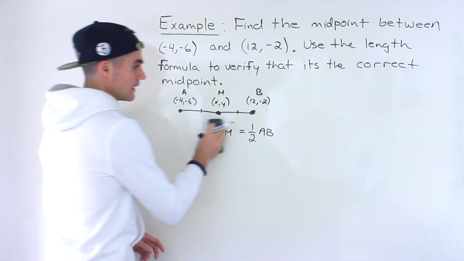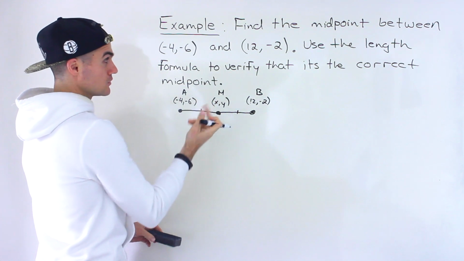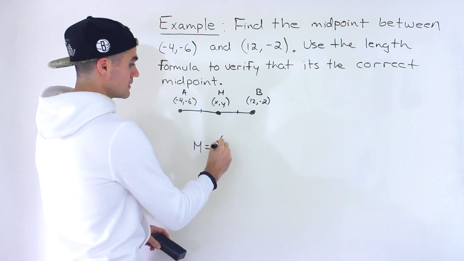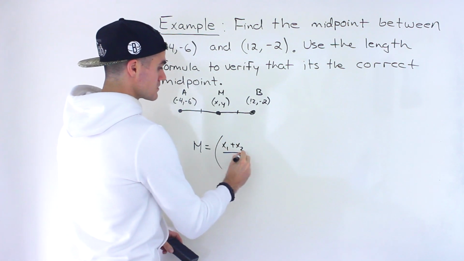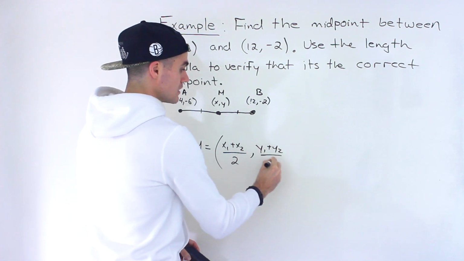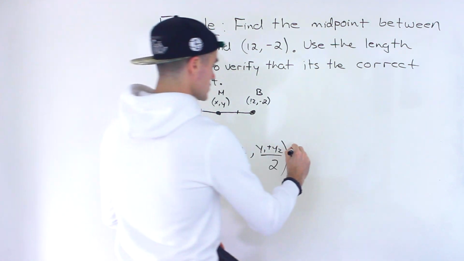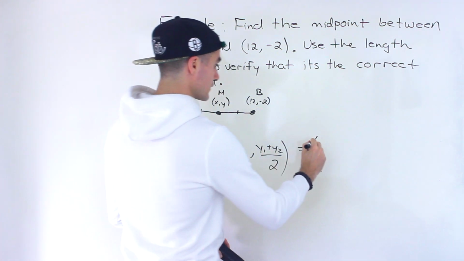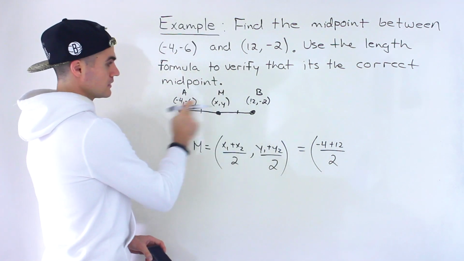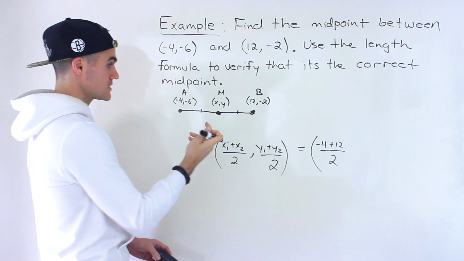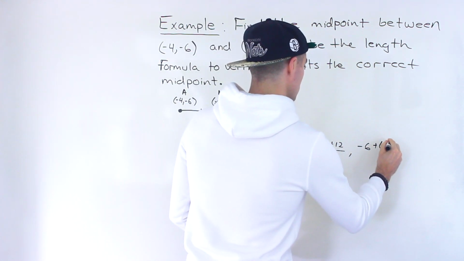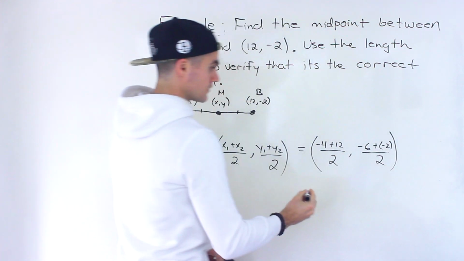So the first step is finding this M value, this midpoint. The way we do that is we add up the x values of the endpoints and divide by 2, and add up the y values of the endpoints and divide by 2. So we would have -4 plus 12 divided by 2, right? The 2 x values of the endpoints. And then we'll have -6 plus -2, and then we're going to be dividing by 2, like that.